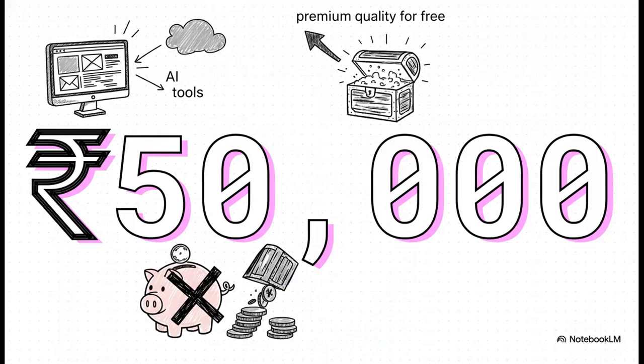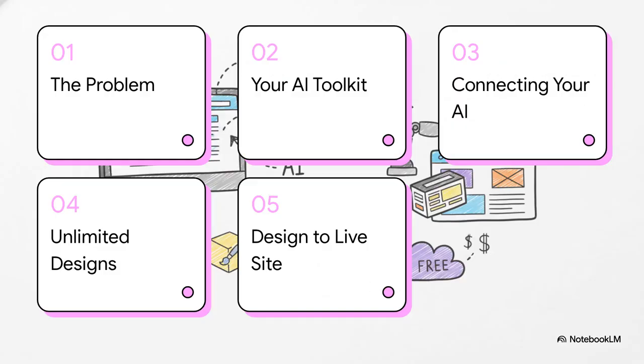Let's dive in. You know, the cost of a professionally designed website can easily run into the hundreds, even thousands of dollars. Well, we're going to take that number and just make it zero. The workflow we're about to break down gives you that same premium quality without spending a single penny. So here's our game plan. First, we'll quickly touch on the problem we're solving. Then I'll introduce you to your new favorite AI toolkit. After that, we'll connect these tools, unleash them to generate unlimited designs, and finally, we'll take the best one and turn it into a live website.